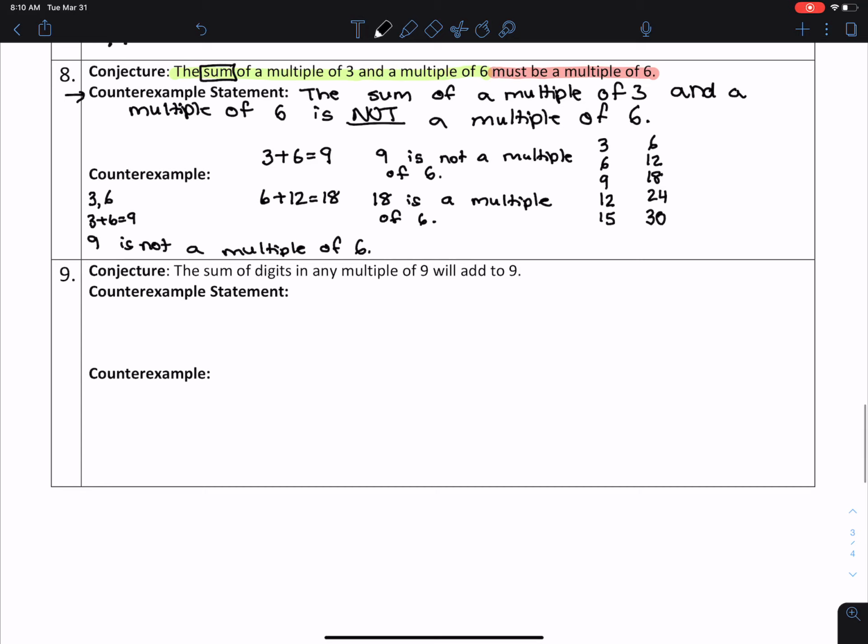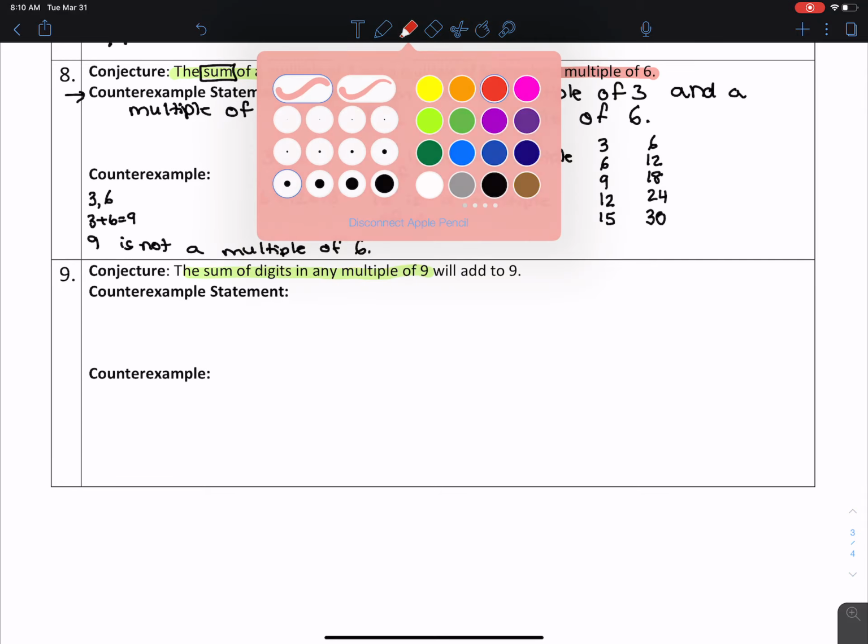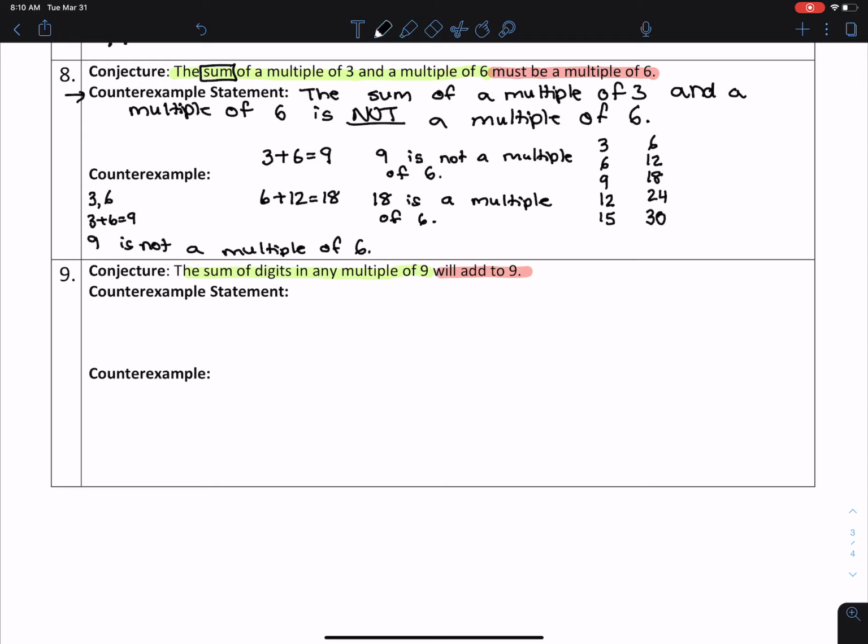Okay, the last example here. Let's look at the conditions of my statement. The sum of digits in any multiple of 9, and the conclusion will add to 9. So let's write my counterexample statement. The sum of digits in any multiple of 9 will not add to 9.